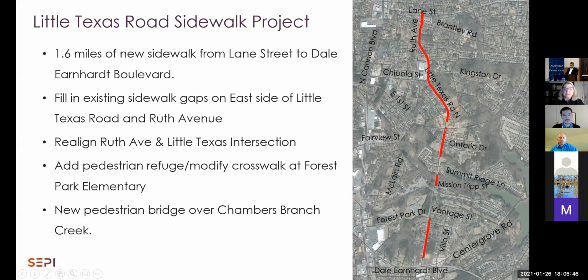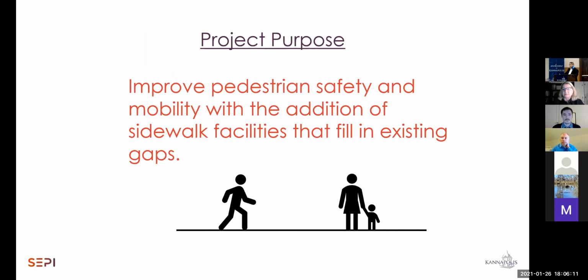We're also going to be realigning Ruth Avenue in the Little Texas intersection, and Mike's going to go through some details about that in a minute. We're also adding a pedestrian refuge and modifying the existing crosswalk at Forest Park Elementary, and he'll be showing you some information about that as well. And we're also adding a new pedestrian bridge over the creek there. It's called Chambers Branch, and he'll be showing you information about that as well. Next slide, please.